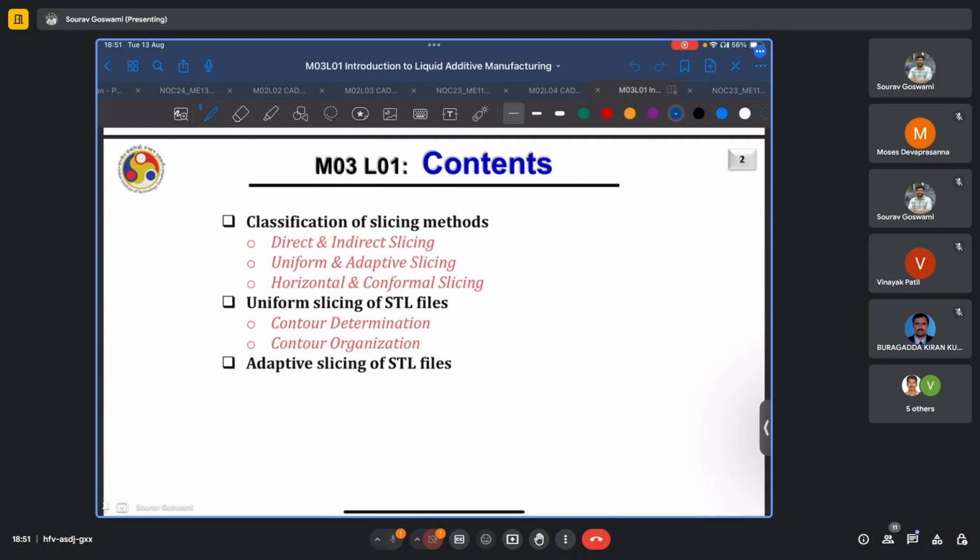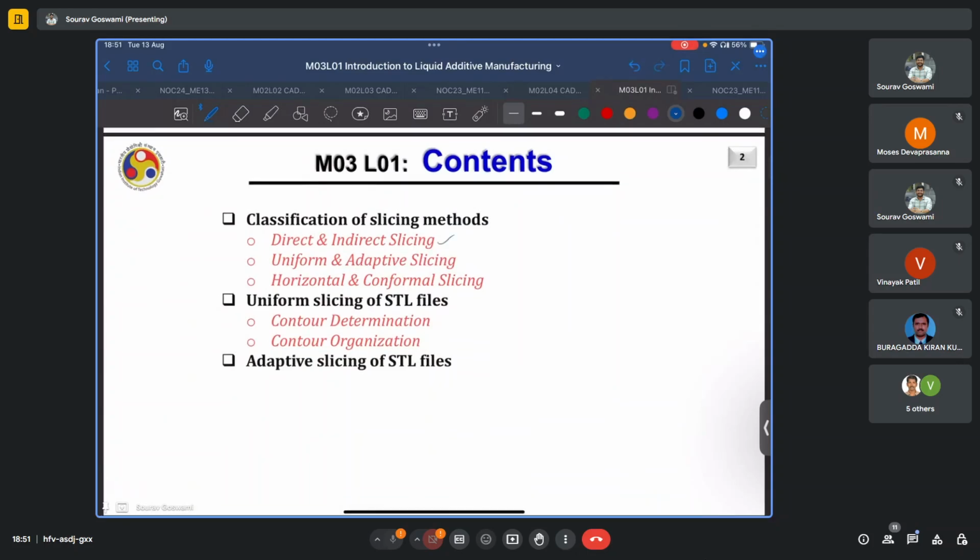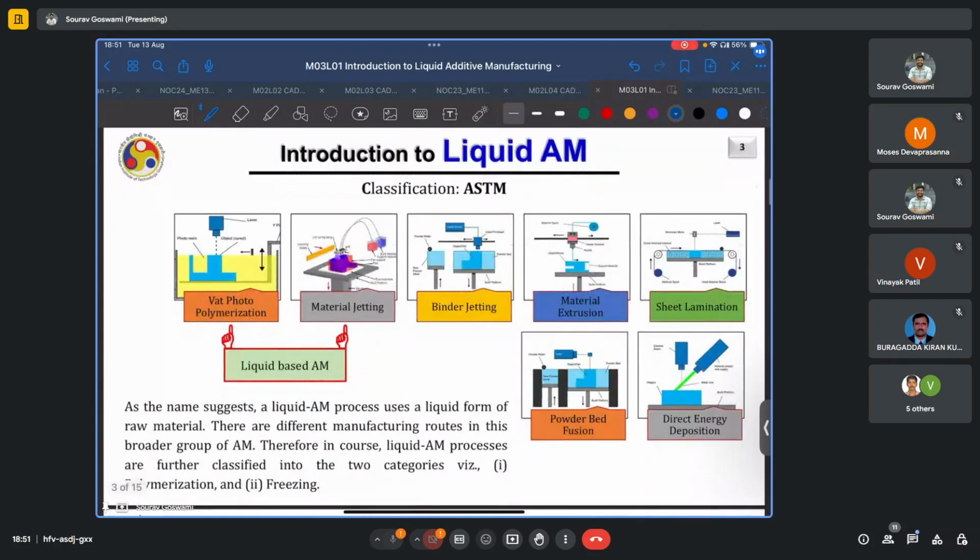We will look at the classification of slicing methods, whether they are direct or indirect, whether it's uniform or adaptive, whether it's horizontal or conformal, and uniform slicing of STL files with control determination and organization, and adaptive slicing of STL files. I think this content has been erroneously put here. It belongs to some other module. Let us ignore it for the moment.